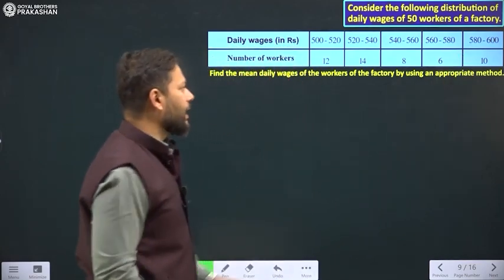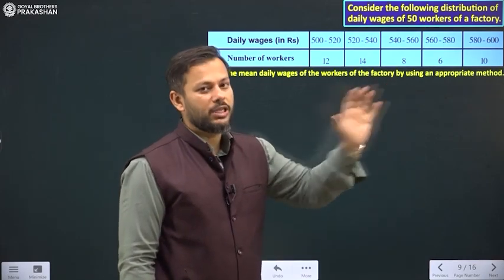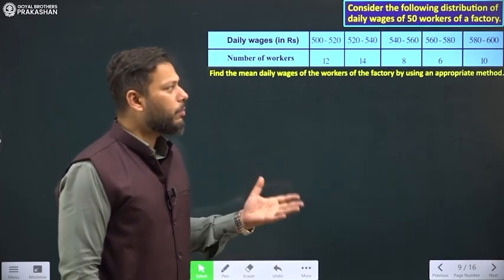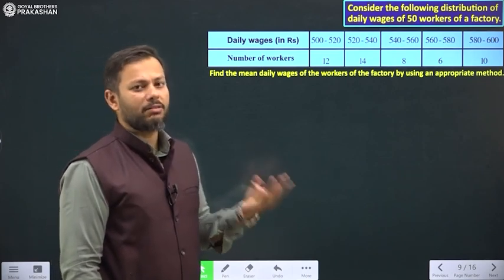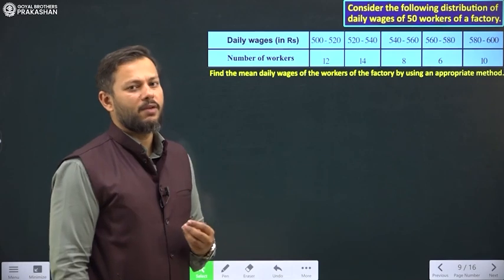So we are going to find out the mean daily wages of the workers of the factory by using an appropriate method. If I talk about the appropriate method, we know that there are 3 methods: direct method, assumed mean method, and step deviation method.